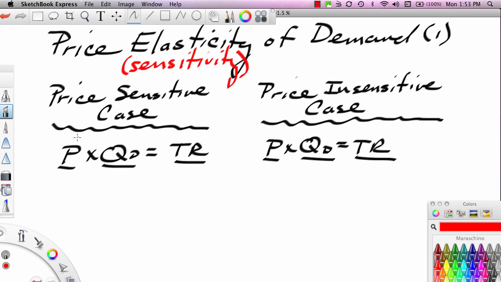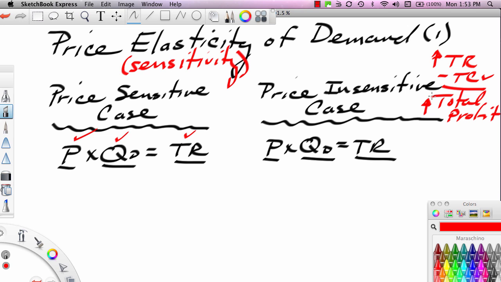Let me explain why. If you take the price of a product and multiply it by the quantity demanded, you get the total revenue. If you take the total revenue and subtract the total cost, you get the bottom line, which is total profit. Yep, profit is the bottom line. It's below the other two lines. So anything that increases total revenue, assuming you're holding total cost constant, has the potential of increasing total profit. Likewise, anything that decreases total revenue, holding cost constant, could potentially decrease total profit.